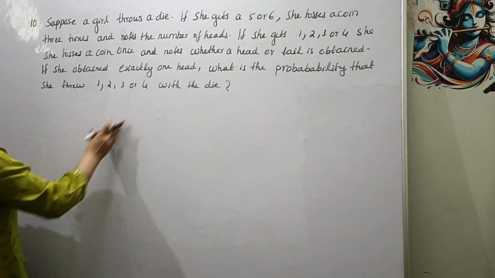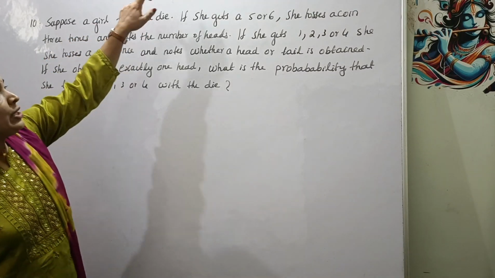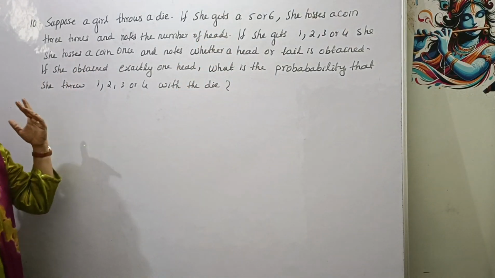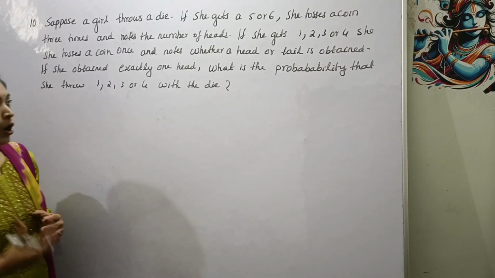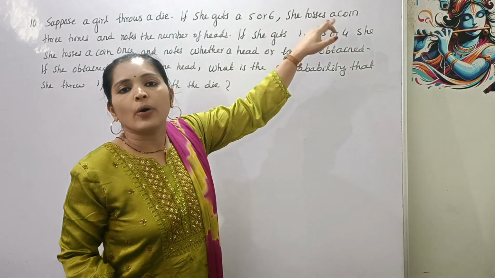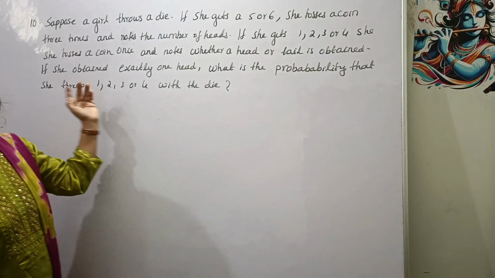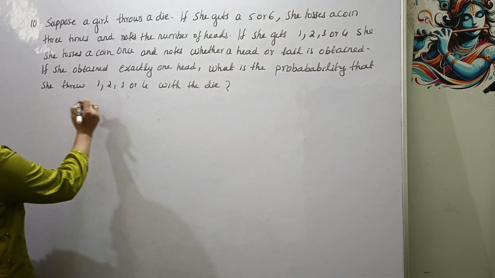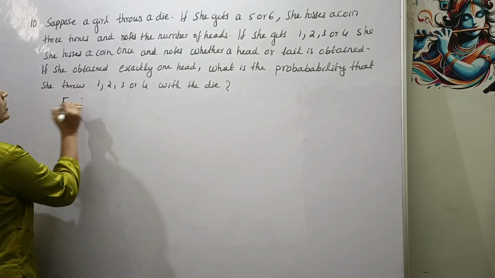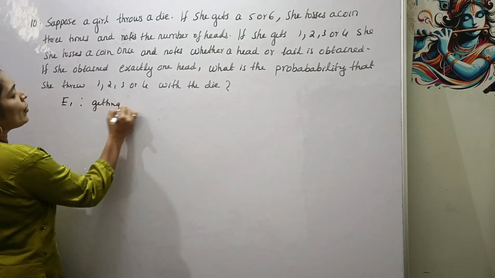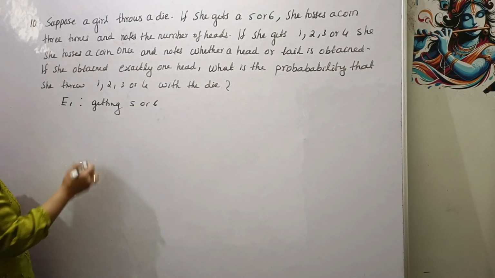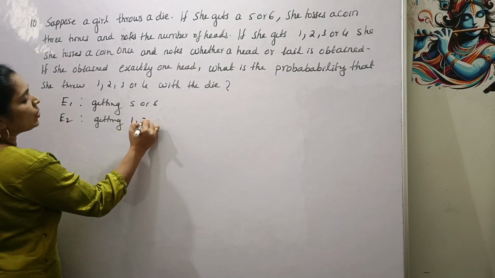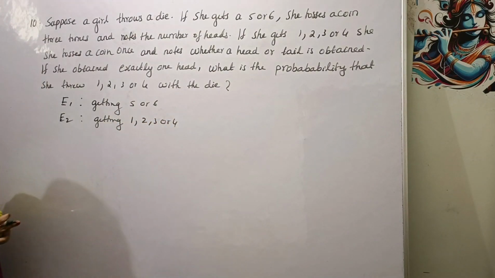When she throws a die, if she gets 5 or 6, then she has to throw a coin 3 times. Or if she gets 1, 2, 3 or 4, then she has to throw a coin only once. So here, let E1 be the event getting 5 or 6, and E2 be the event getting 1, 2, 3 or 4.